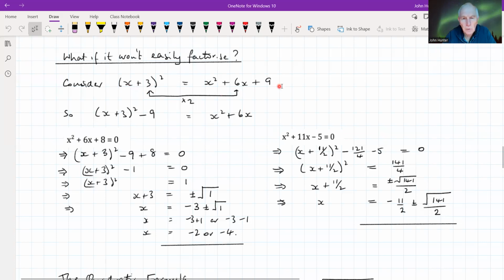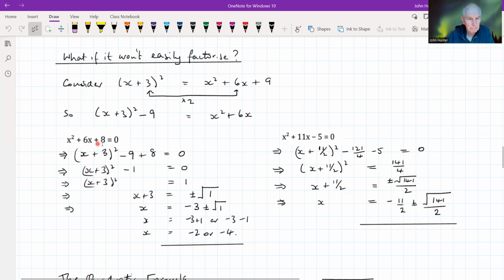Now, of course, when we expand this, we're also going to get 9 on the end as well. But what that does mean is that x plus 3 squared minus 9 is equal to x squared plus 6x. I've just rearranged this. I've just subtracted 9 from each side, and that's what we get. So that is equal to this bit. So let's have a look at an example here.